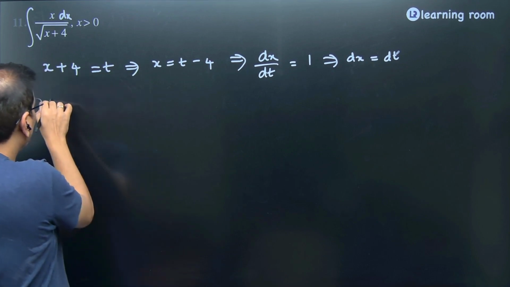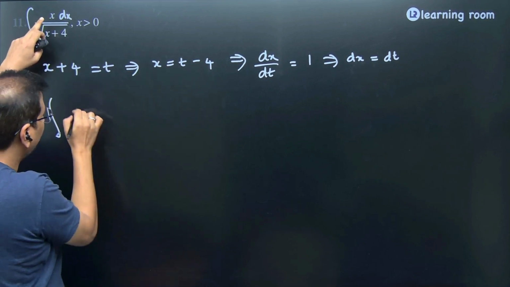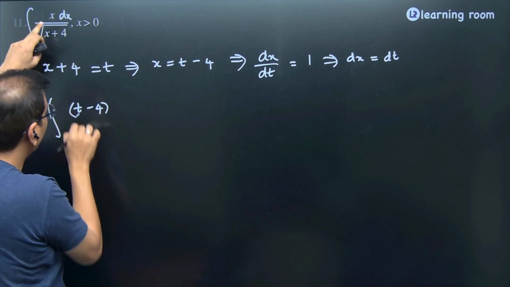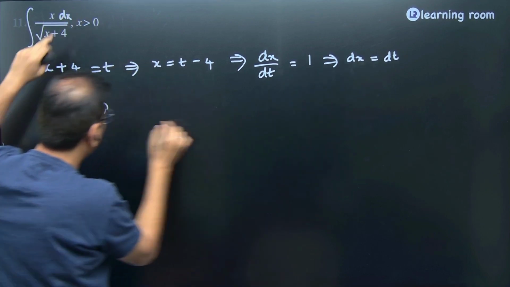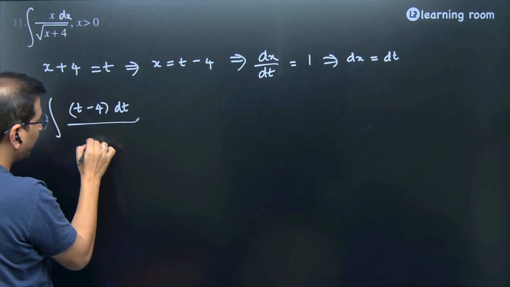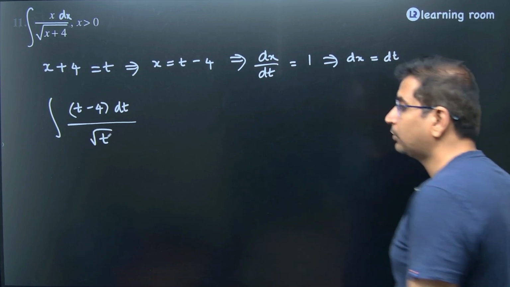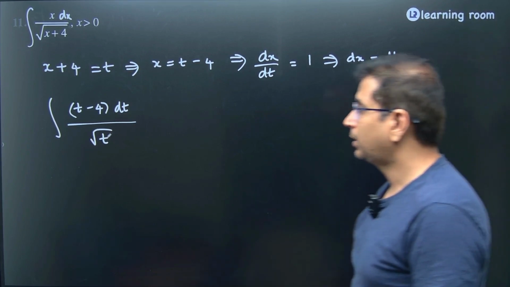Right. So the whole question will get converted as the integral of, in the place of x, I can replace it with t minus 4. In the place of dx, I can replace it with dt. In the place of x plus 4, I can replace it with t. So basically, you have t minus 4 divided by root t times dt.